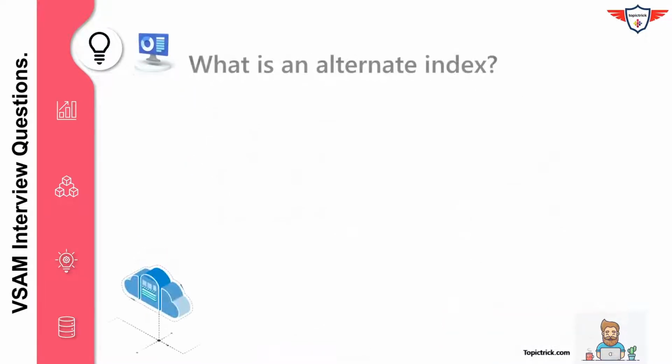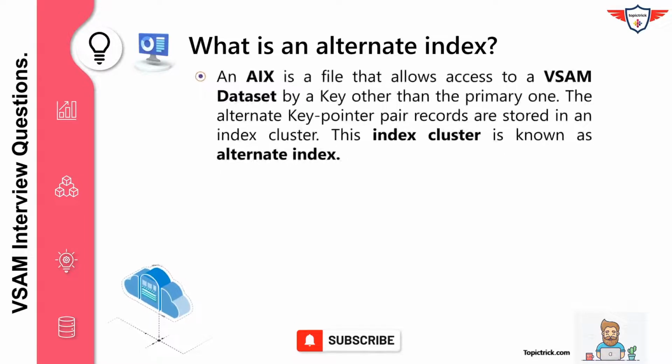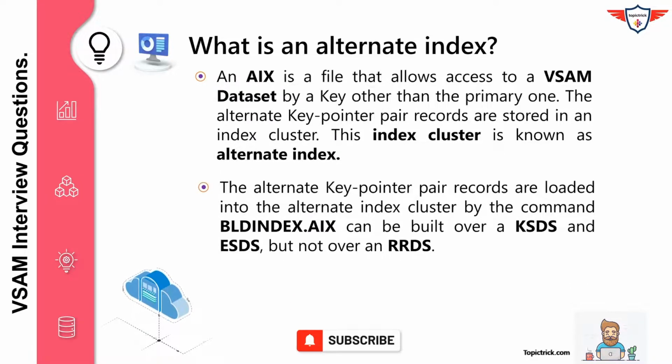What is an alternate index? An AIX is a file that allows access to a VSAM dataset by a key other than the primary one. The alternate key pointer pair records are stored in an index cluster. This index cluster is known as the alternate index, AIX. The alternate key pointer pair records are loaded into the alternate index cluster by the BLDINDEX command.